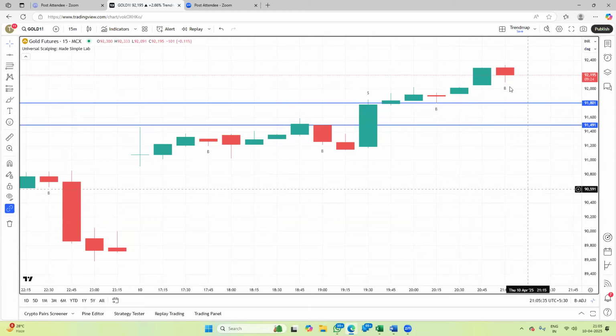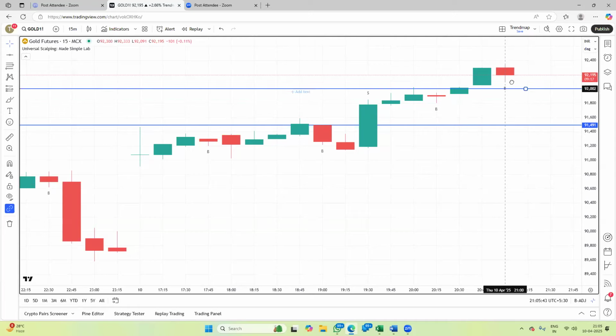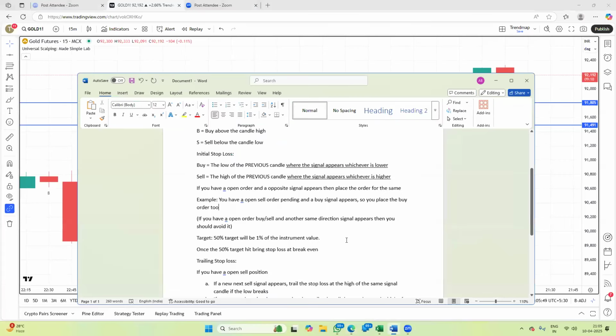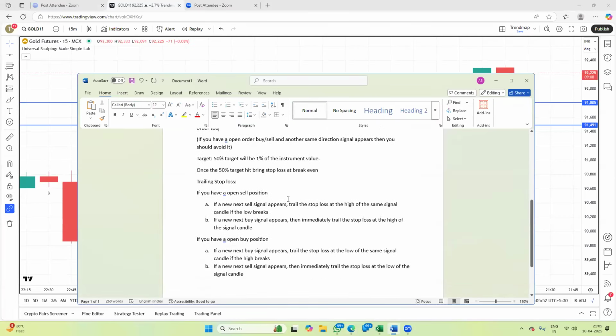Now we have seen that another breakout buy signal is appearing here, right? But we will not move after this candle closes here. Why? Unless this high is broken. That is written here in the initial trailing stop loss part: if we have an open buy position, then if the next buy signal appears, trail the stop loss to the low of the same signal candle if the high breaks. So this line needs to be underlined.